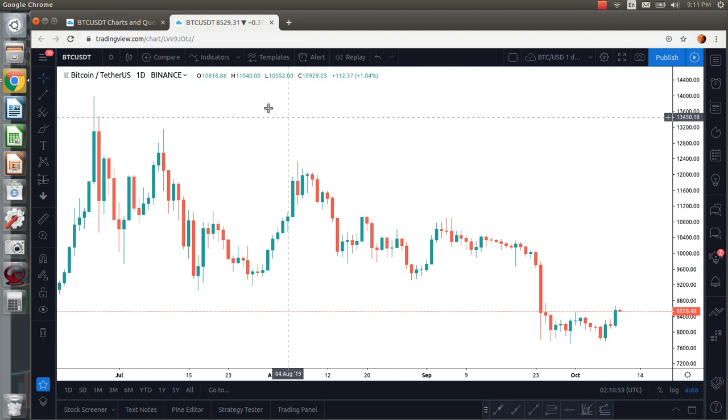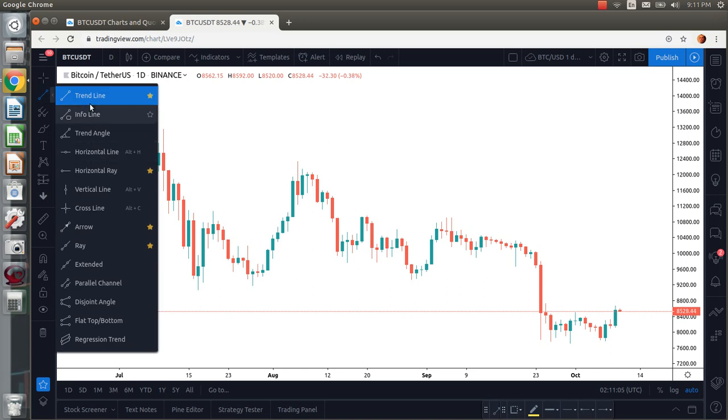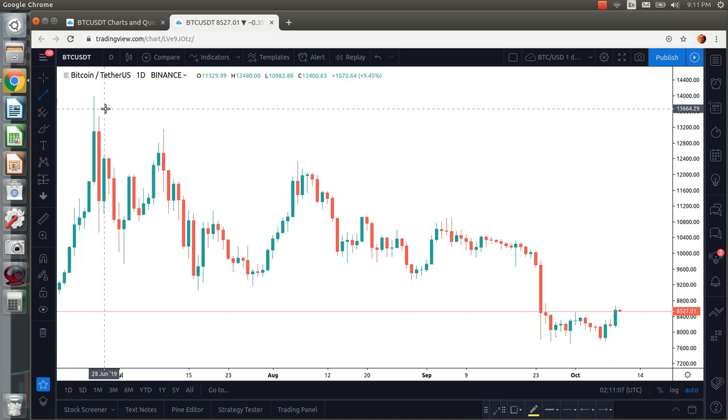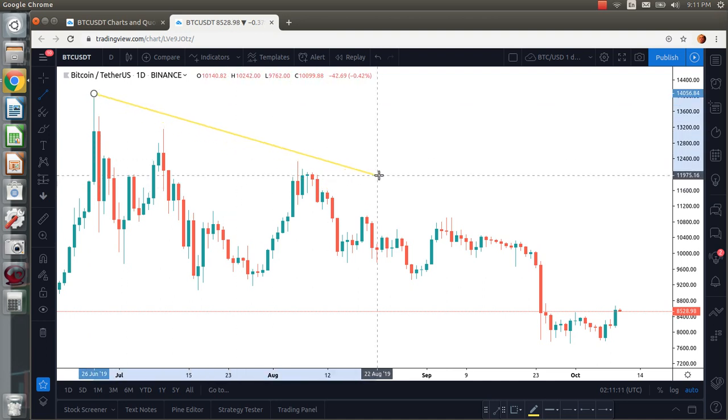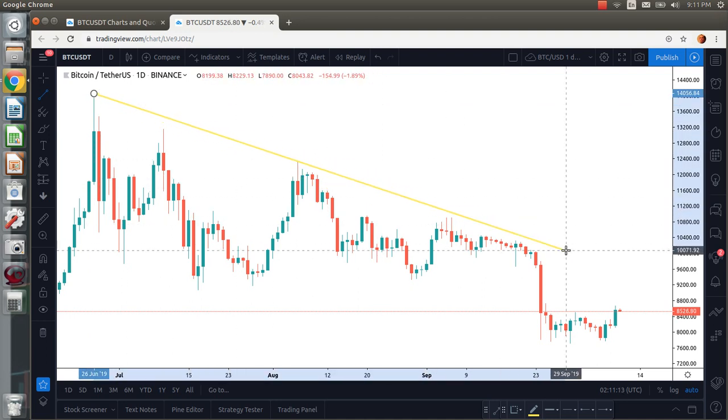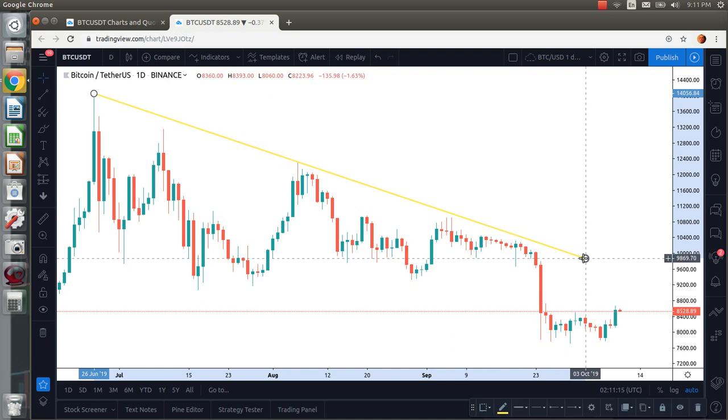So anyways, moving on. We have all these different tools over here. This is the lines that you can draw. So this is a regular typical trend line. Let's say you want to draw a line from this wick all the way down to here, and it shows people the trend that was going on. How we bounced here, bounced there, and then we eventually fell out of the triangle.